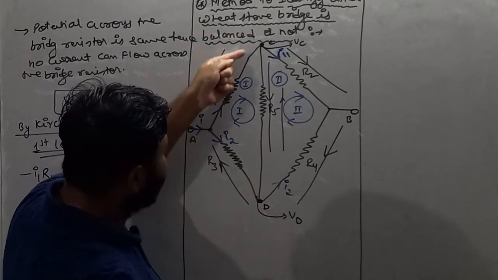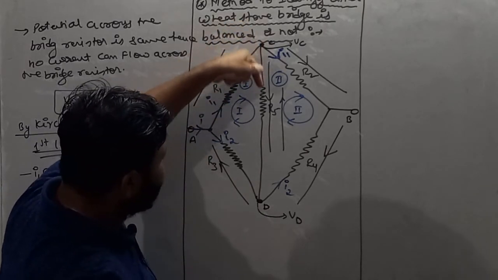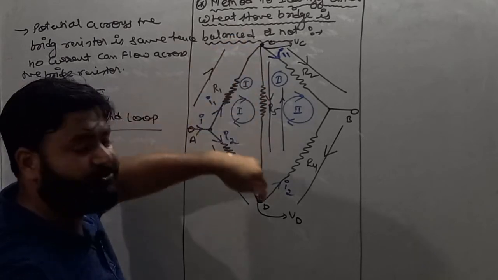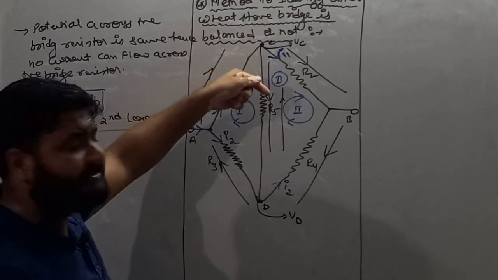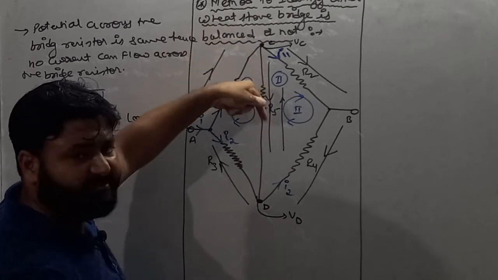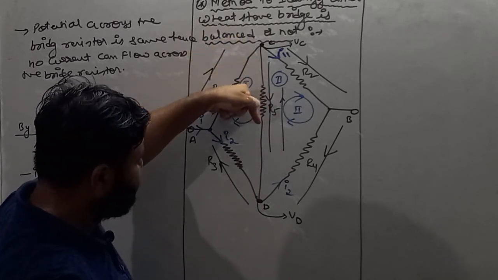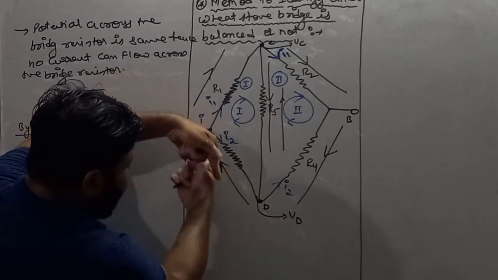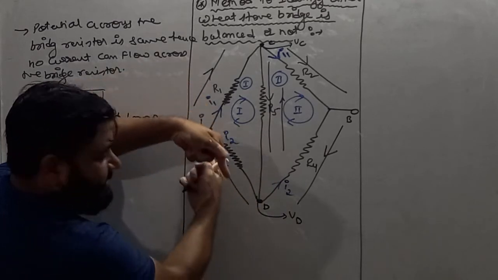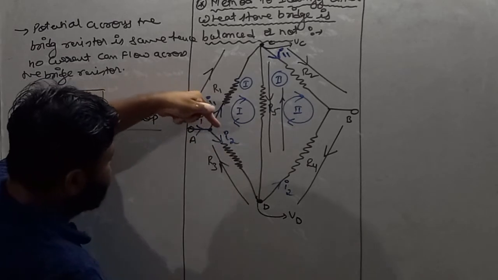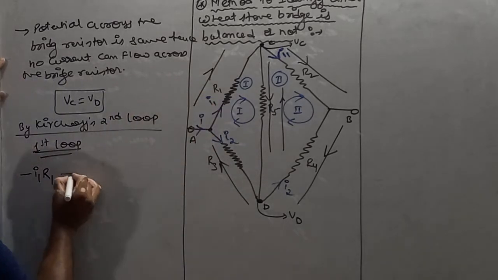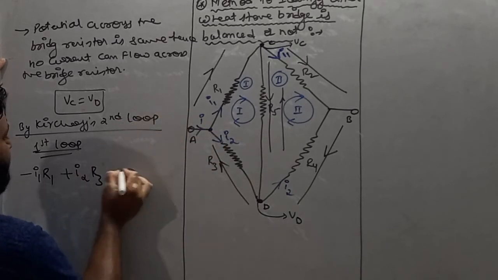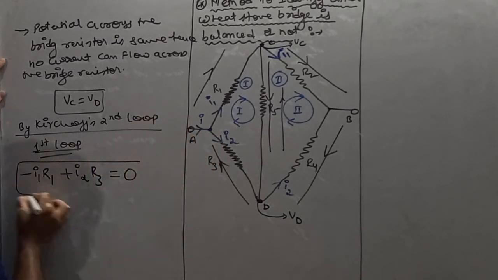Moving forward, now see, I am moving like this. In R5 no current is there, because I am considering that the Wheatstone bridge is balanced, and if the Wheatstone bridge is balanced, then no current is flowing across the bridge resistor. So no current is there. Moving like this, now turn like this. My direction and current direction are opposite, so I'll write plus IR. Now see, I2 and R3, so I'll write plus I2 R3. And here again I'll come to the same point, so it is equal to 0.